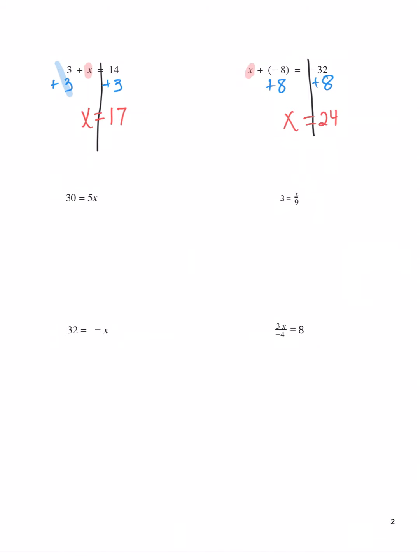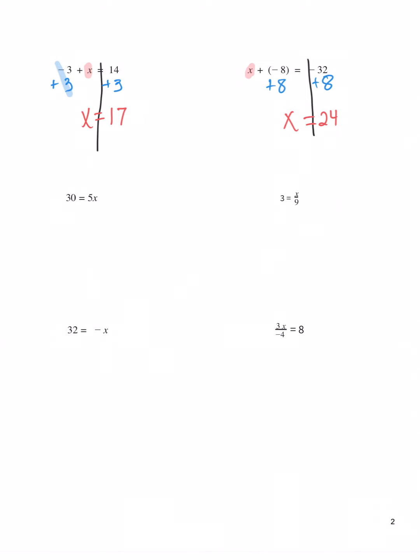And hopefully you used your calculator like I always tell you, so that you would know that -32 plus 8 is equal to +24. All right, now we have these two. We have 30 equals 5x, so this is multiplication. And we have 3 equals x divided by 9, division. I'd like you to pause your video and try to solve these two on your own.